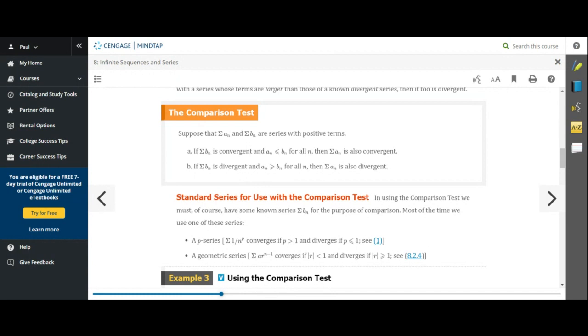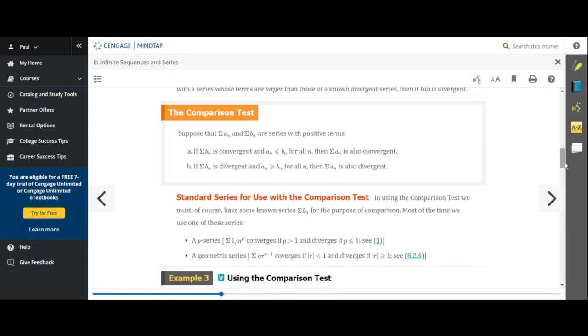And for the web-assigned homework for section 8.3, the majority of those problems simply say, does the series converge or diverge? And you have one chance to get the answer right. It's either converge or diverge. And so you have to be careful before you answer and apply the test appropriately.